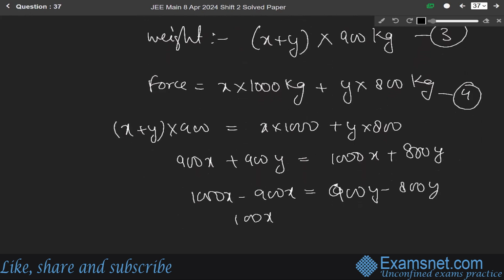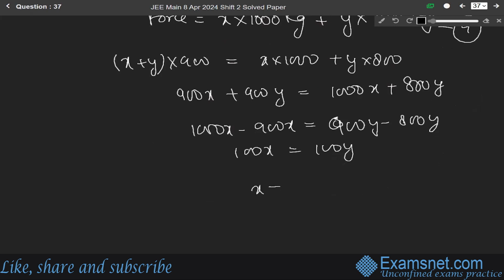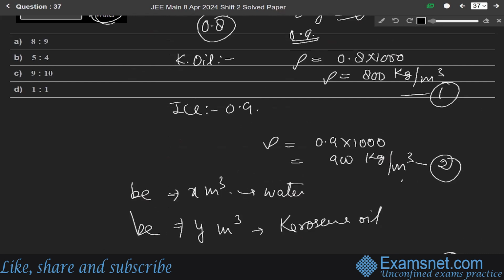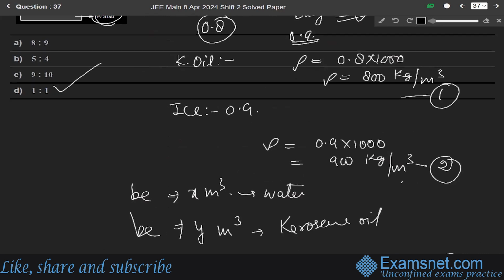So 100x will be equal to 100y, which means x equals y. From this equation we see that the volume of the ice immersed in water is equal to the volume of the ice immersed in kerosene oil, which means the ratio of the volume of ice immersed in water to that in kerosene is 1:1, so option D will be the answer of this question.